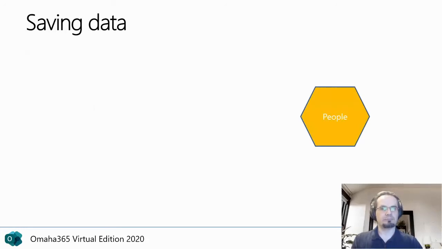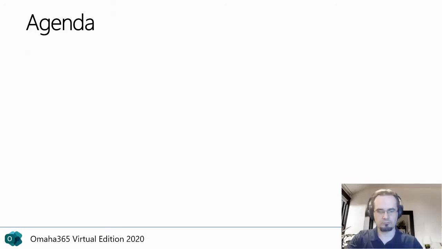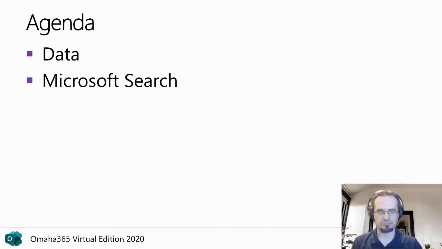Saving data. The first point, data. A very important part because we store a lot of different types of data in different places, and we will see where and how we can store data and information inside Microsoft 365.